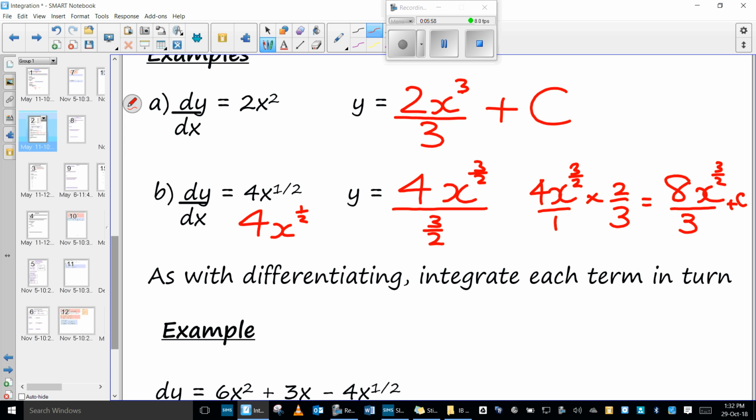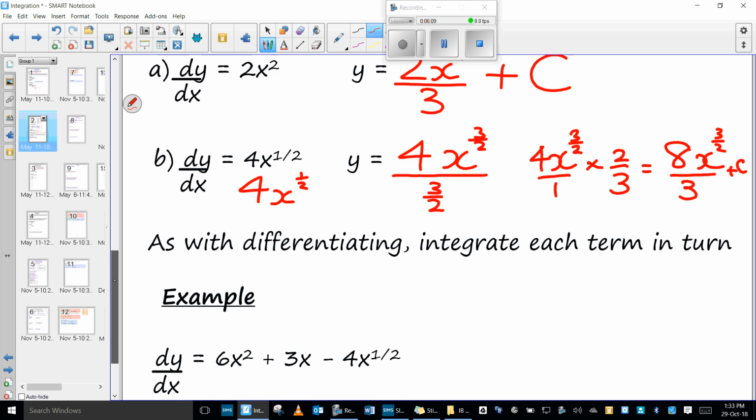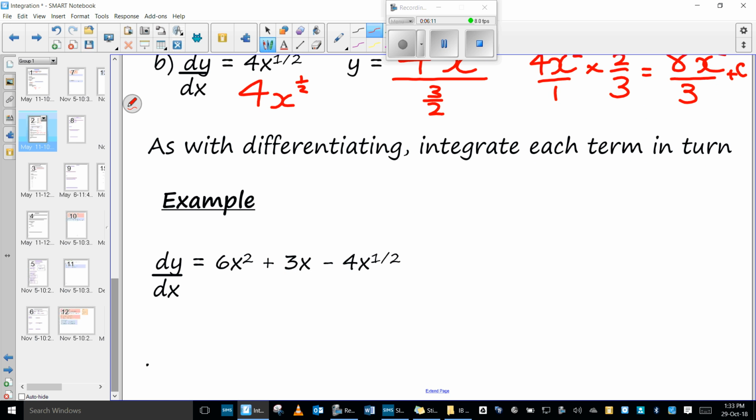So whilst the fractions look trickier and aren't as straightforward, the rule is the same: add 1 to the power and divide by the new power. If you've got a long expression here, you just integrate term by term. So 6x squared, what does that become?